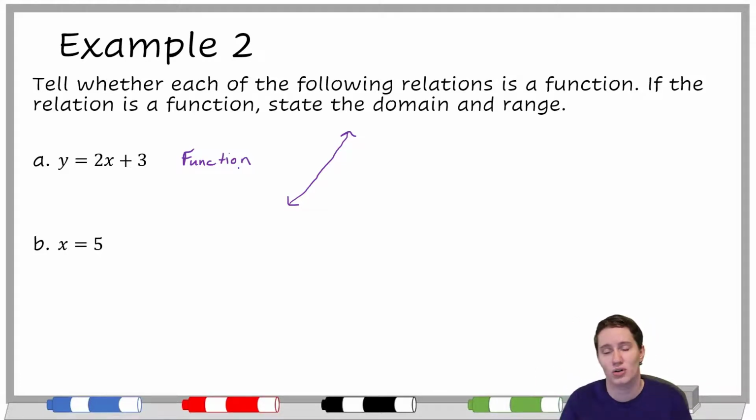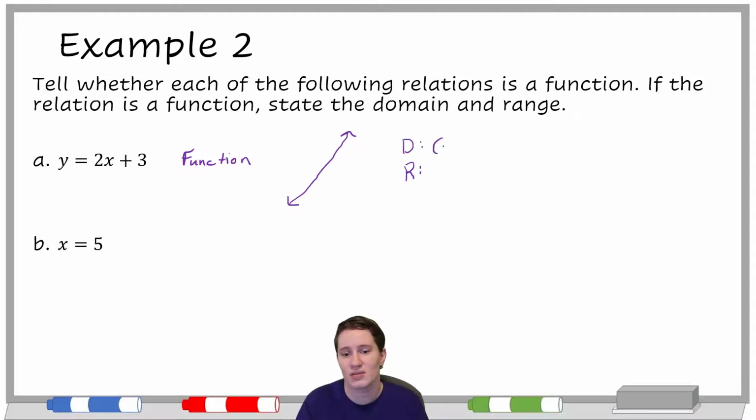There's not a wall that stops it. I don't know why we'd have a wall on a line anyway. So the domain for this is negative infinity, comma, positive infinity. And the range for this is negative infinity, comma, positive infinity.